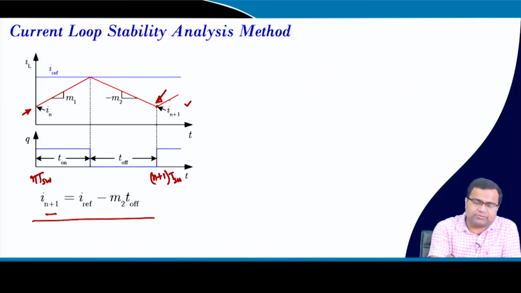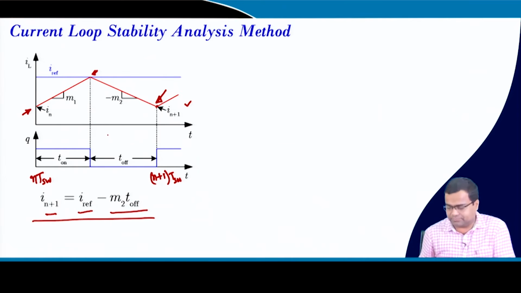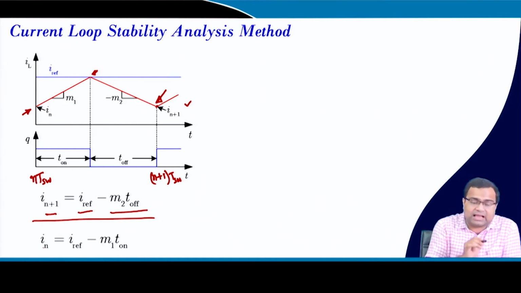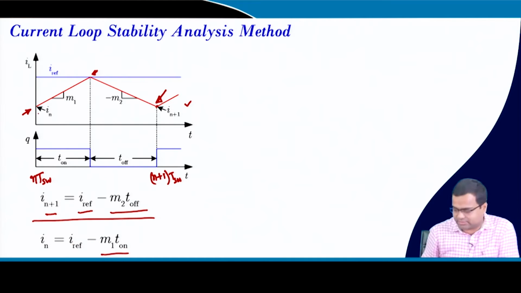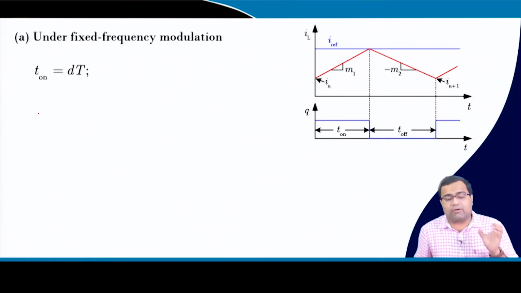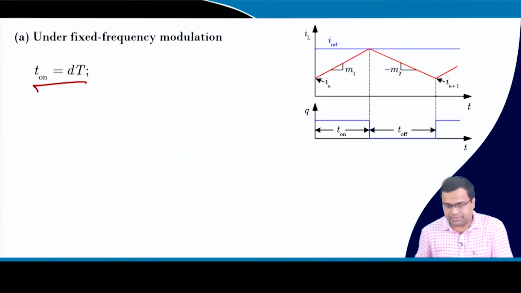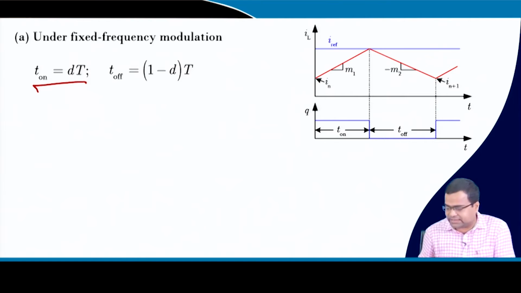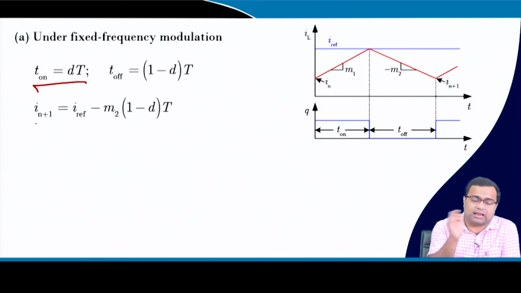So, first thing, from this equation you can write I n plus 1 equal to I ref minus M2, where M2 is the falling slope, times the off time. What is I n? I n will be equal to I ref minus M1 times T on. Okay. If you continue under fixed frequency control, T on is nothing but d into T and T off is 1 minus d into T. Then in the earlier equation, I n plus 1 equals I ref minus M2 into T off, you replace T off with (1 minus d)T.